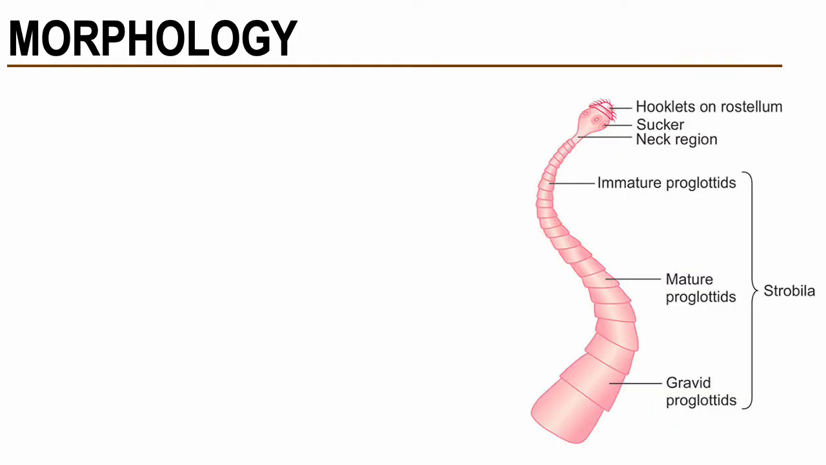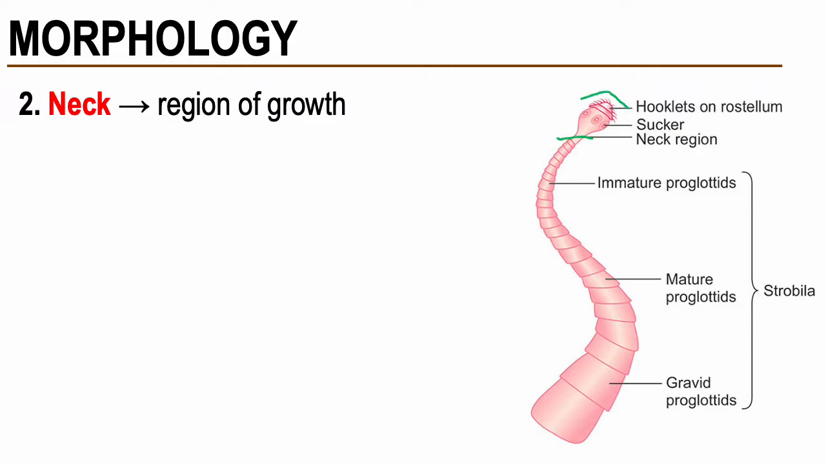So the next structure is the neck. This is the region of growth of the parasite. This is where proglottids or segments are created. In terms of the pathogenicity, as long as the neck and the scolex are attached to the intestinal mucosa, even without the rest of their body, they can still cause infection and continue their life cycle because of their ability to regenerate.